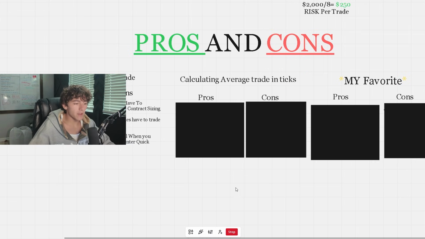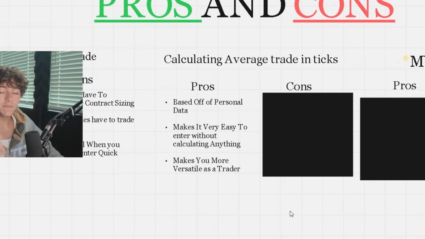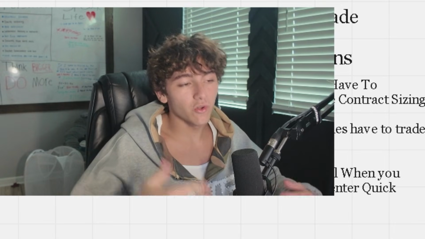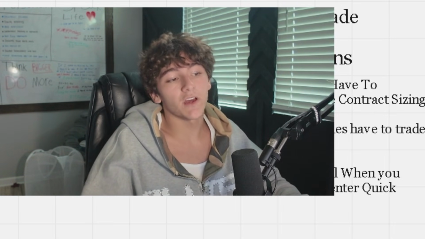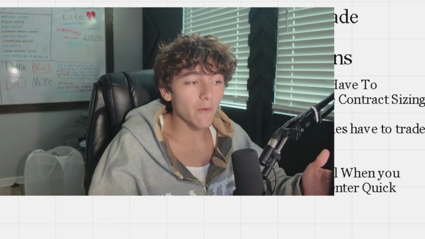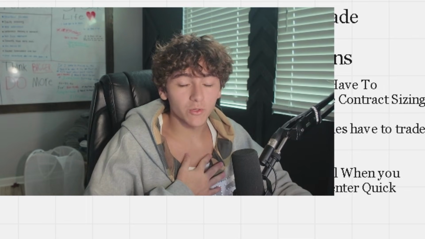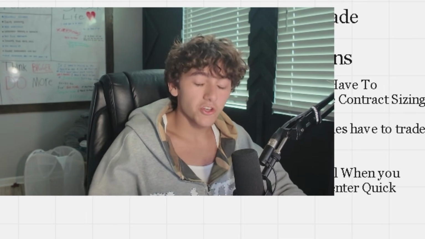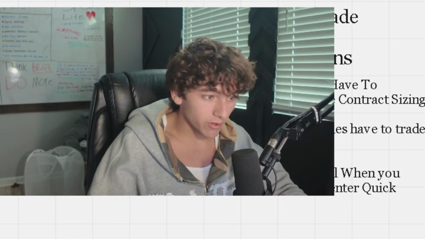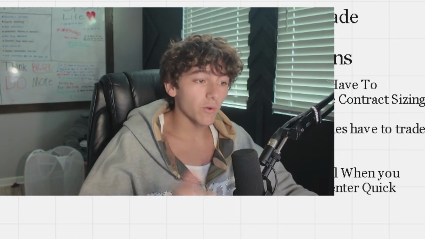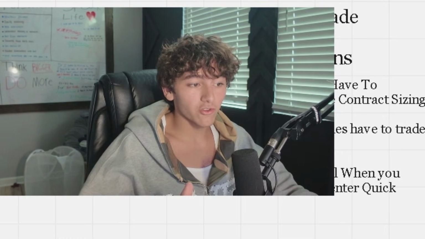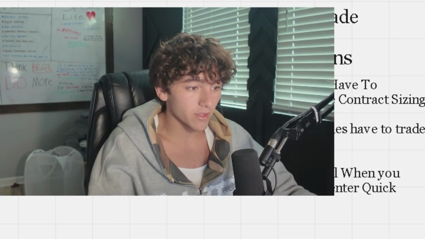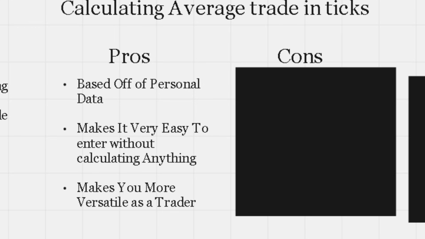Now with the second option, we have the pros. So with this one, it is based off of your personal data. So you are going to be getting a more unique approach to your risk because it is somewhat based off of your personal data. Why I would prefer this one over the other one for my personal way that I like to trade is because it makes it very easy to enter without having to calculate. You know exactly how many contracts you're entering with per trade, and that never changes. So whether you're taking a huge trade or a small trade, it allows you to be very versatile because you know exactly how many contracts you're entering with. So there's no guessing, no calculating before you want to enter a trade.